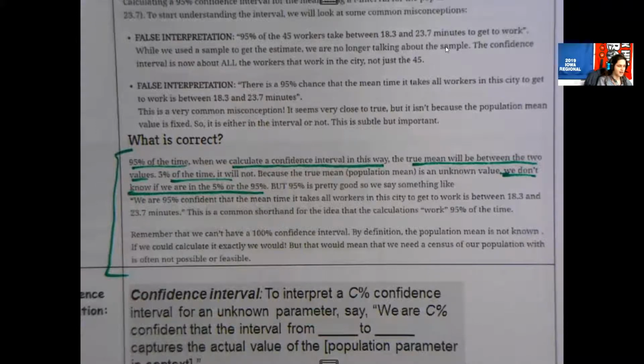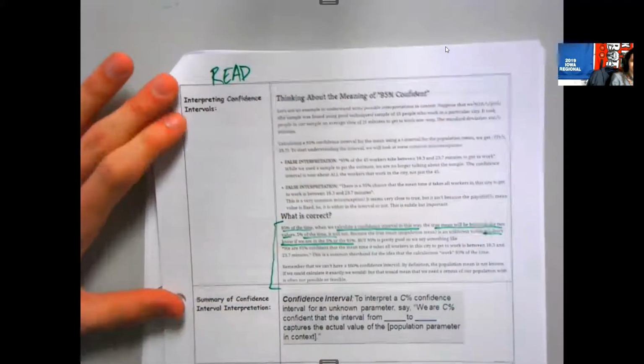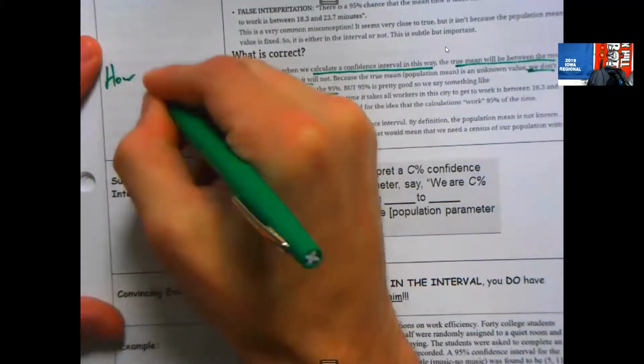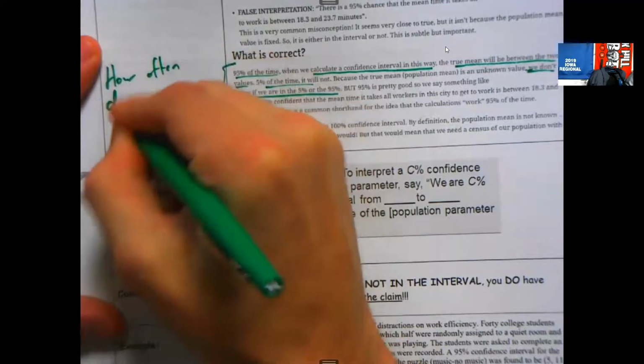A 95% confidence interval tells you how often this method works. So how often does the method work?